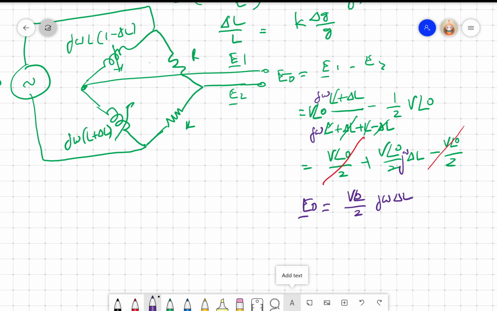So I am going to get an output proportional to the per unit change in the inductance, and hence I will get an output proportional to the air gap change. The problem is, if you remember, delta G by G must be much less than 1, which means delta G has to be small compared to G. G itself can only be small.